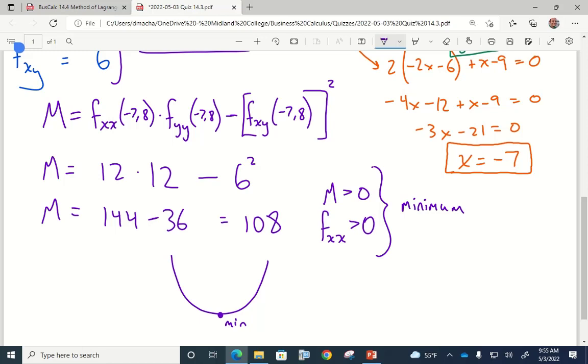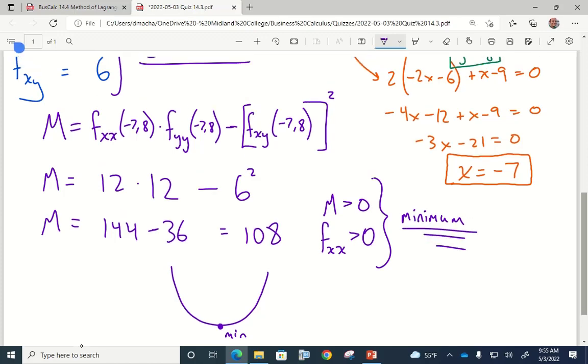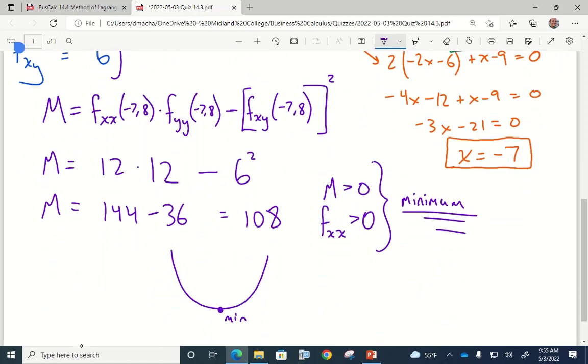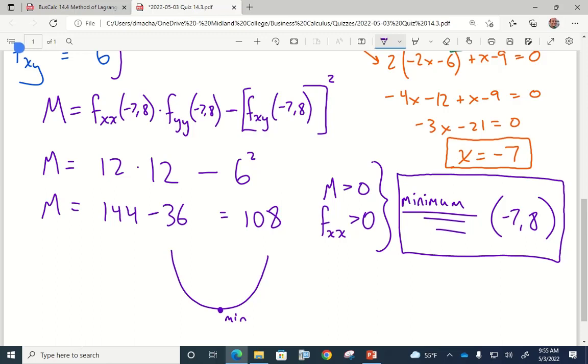If M were less than 0, then we would know we would have a saddle point. And if M were equal to 0, then our test fails. Our test would be inconclusive, and we couldn't really tell what's going on. But anyways, this is how you characterize your critical point. We know that my critical point is the point -7, 8, and that critical point corresponds to a minimum of my function.